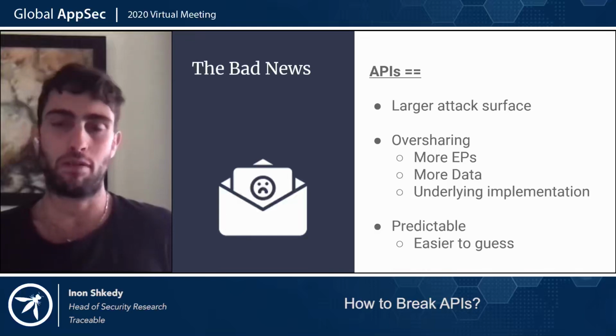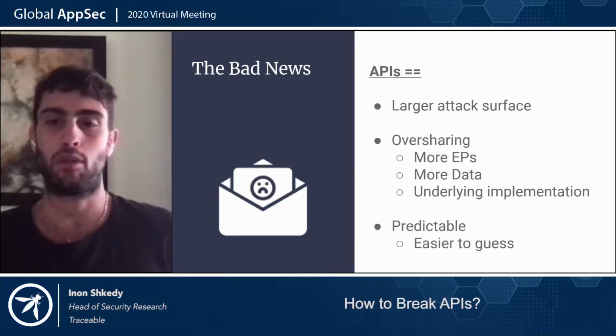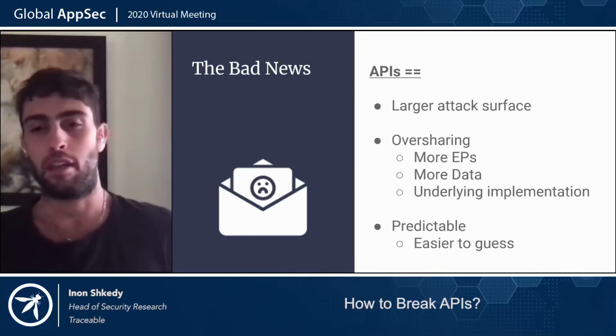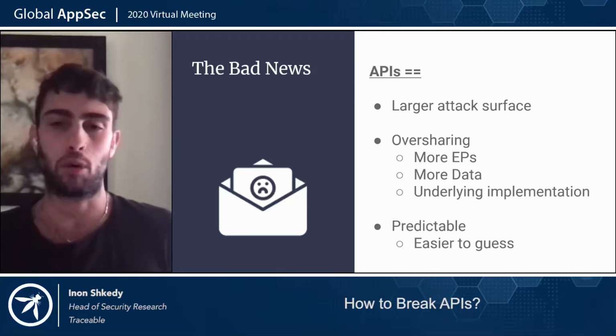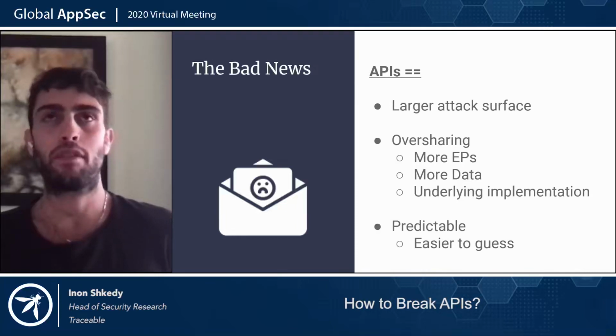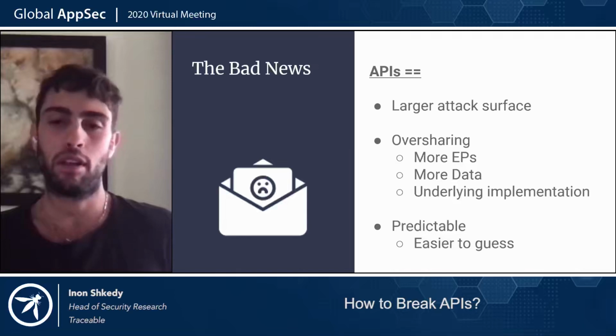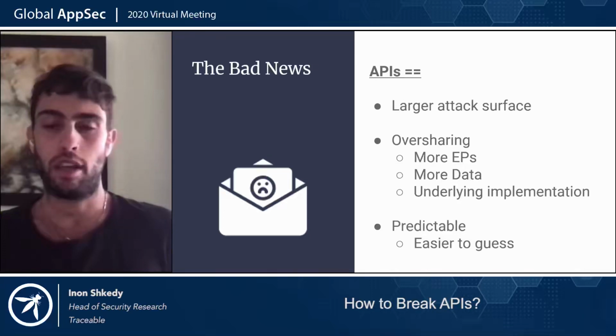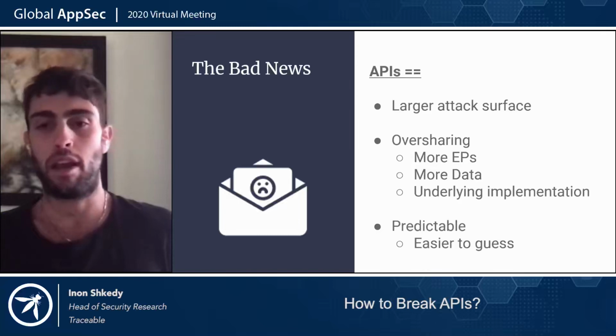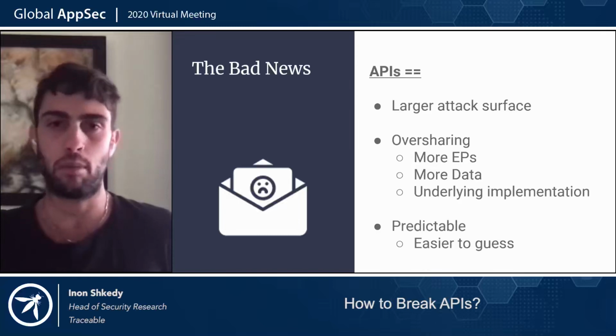And the second point is APIs are oversharing. You can take a look at the traffic between the clients and the API and understand the underlying implementation of the application. And the third point is that APIs are much more predictable. The REST standard and the GraphQL standard encourage developers to develop APIs in a very predictable way. It's very convenient for the front-end engineers to use these APIs, but it also makes attackers' life much easier to guess sensitive API endpoints, for example, admin endpoints.